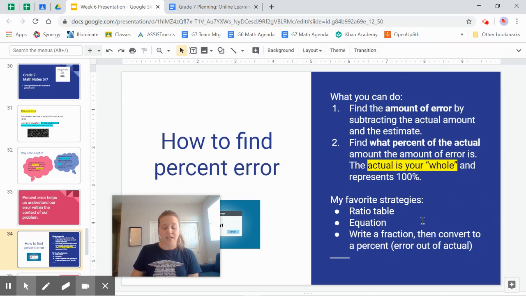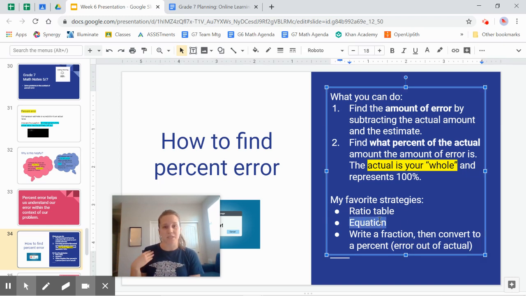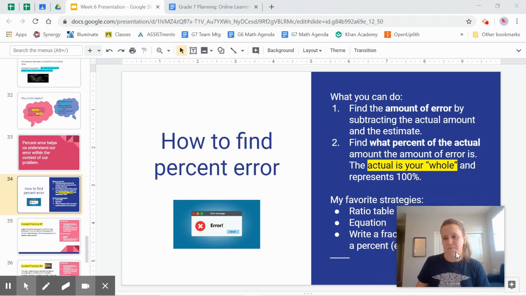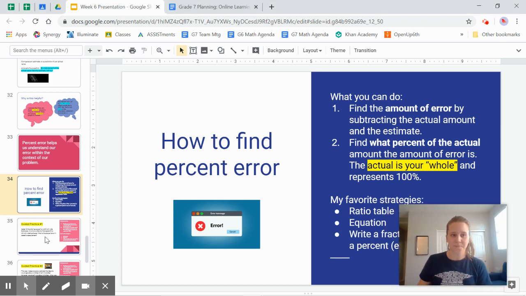You can also write an equation. If you want to write blank percent of 7 is 1, you can do that. I think this might be the trickiest strategy for me personally, but if you're strong in algebra, that could be a good one for you. And then a really quick way that I love, and I think some of you are going to love, is actually I can write a fraction of the error out of the actual and then convert that to a percent. Okay, so this is great if fractions are your thing and if you have access to a calculator. Okay, by the way, it is totally fine to use a calculator on this standard. So go ahead and grab that if you would like one.